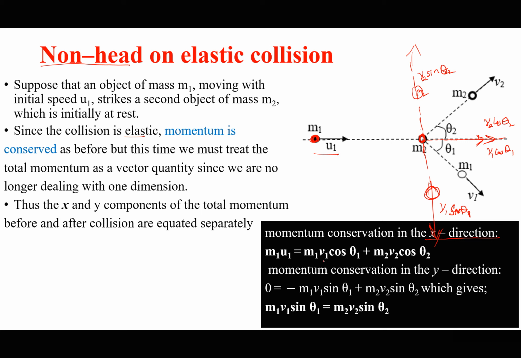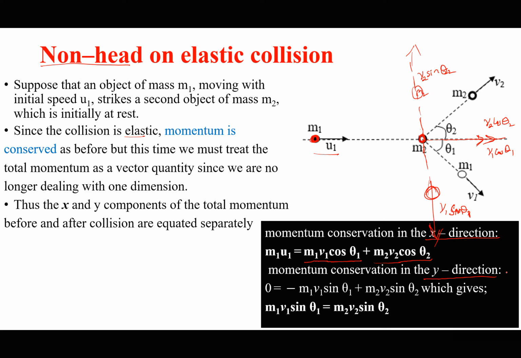But after collision in the horizontal, or in the x direction, or along the original direction, it will be m1 v1 cos theta 1, that is the velocity in the horizontal after collision, plus m2 v2 cos theta 2, that is the velocity of m2 in the horizontal after collision, times m2. We are adding because these are going to be in the same direction, so we sum them up in that direction. Then we have to conserve momentum in the y direction, or in the vertical, after the collision.